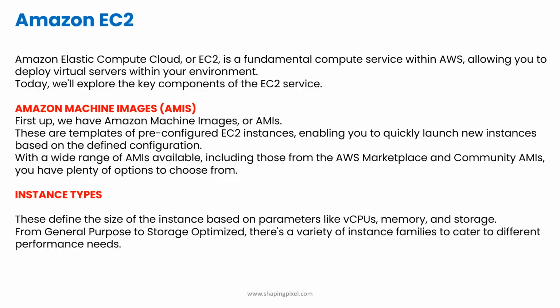Let's dive into the world of Amazon EC2. Amazon Elastic Compute Cloud, or EC2, is a fundamental compute service within AWS, allowing you to deploy virtual servers within your environment. Today, we will explore the key components of the EC2 service. Amazon Machine Images, or AMIs, are templates of pre-configured EC2 instances, enabling you to quickly launch new instances based on the defined configurations.